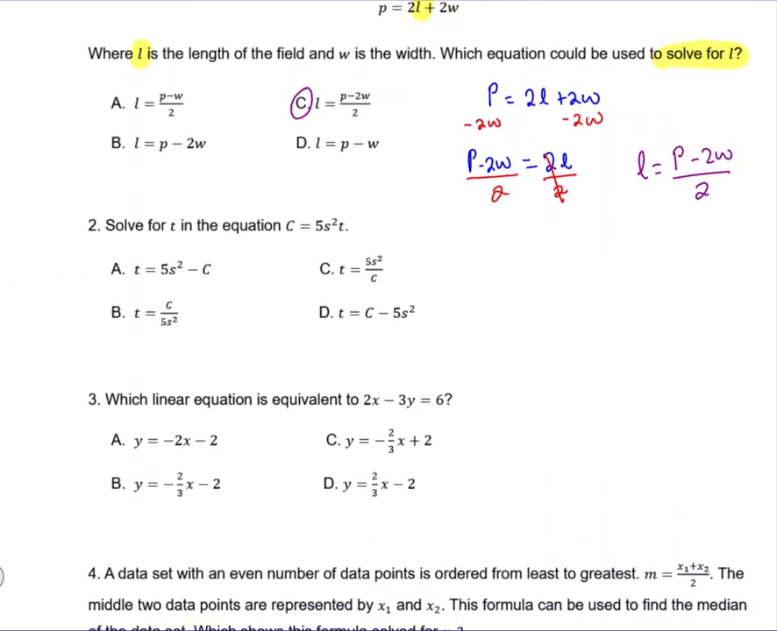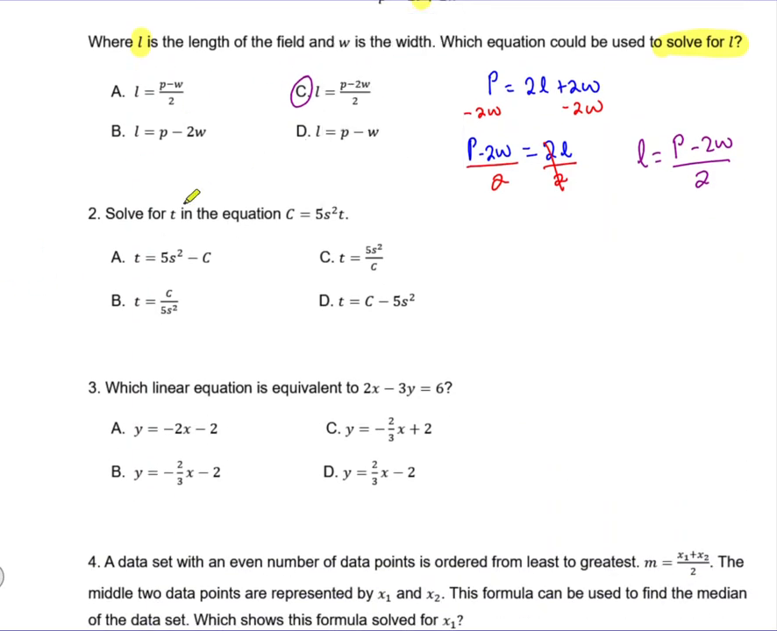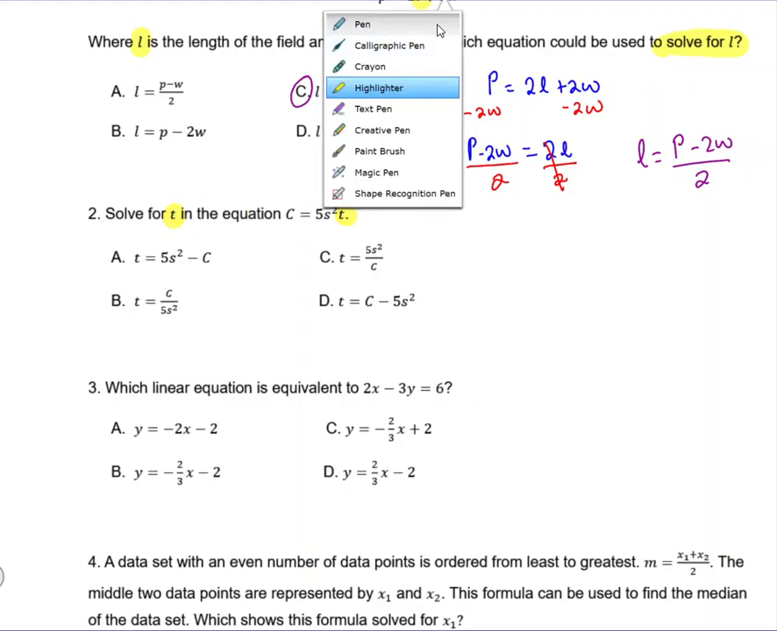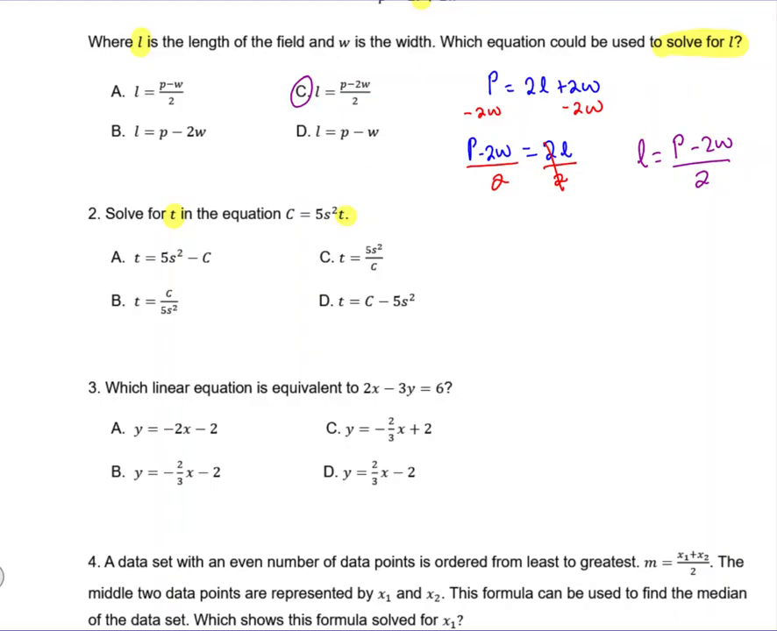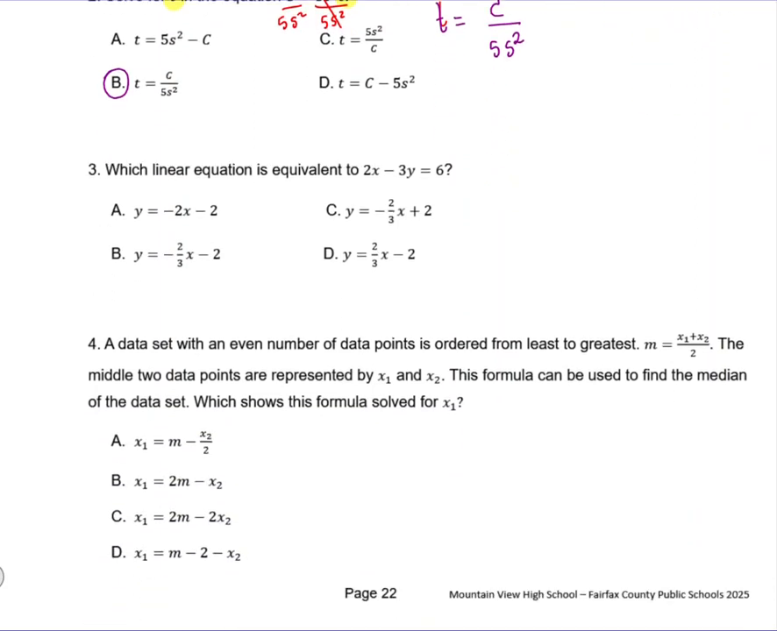Okay, alright, just make sure you know which variable is asking you to solve for. It says solve for t, t is right here. So it looks like on this one I can just go ahead, and since everything is being multiplied, I can get rid of everything by just dividing it out like that. So then you have t equals c over 5s squared. There you go.